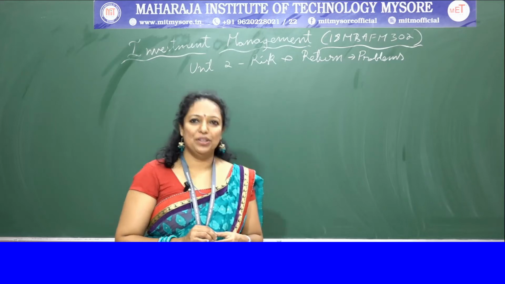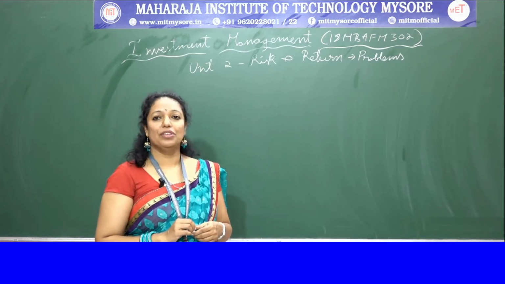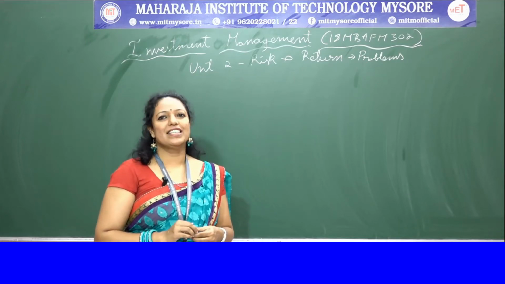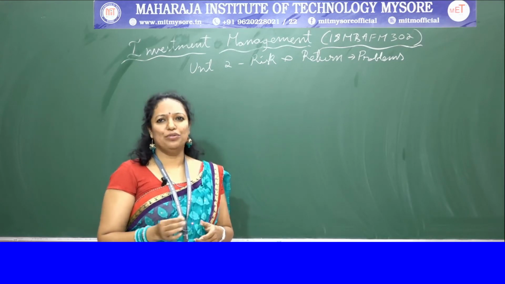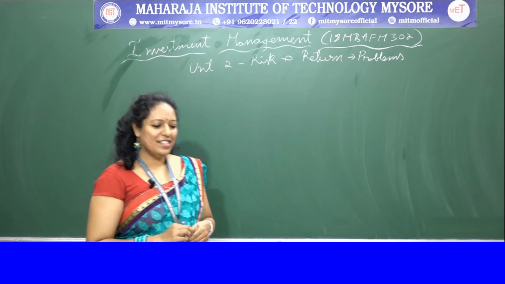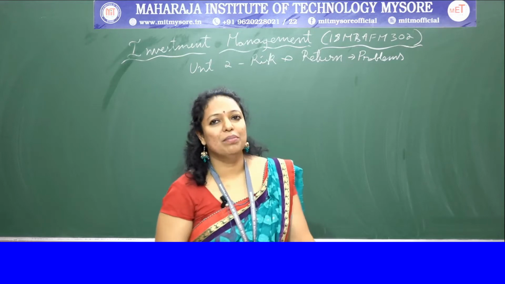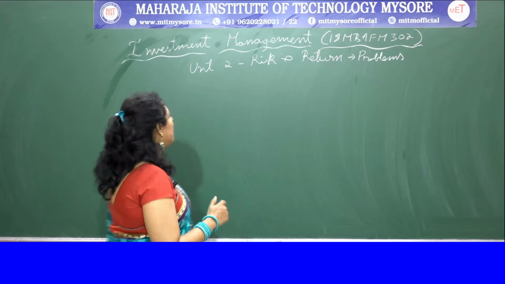We are doing Unit 2, Risk and Return Problems. In the previous class, we have solved 3 problems of individual securities. In the same way, in this class also, we'll be solving 3 to 4 problems of individual securities. So to start with, let's take a new paper, that is question paper. We'll be solving December 2017, Jan 2018, 14 scheme paper.